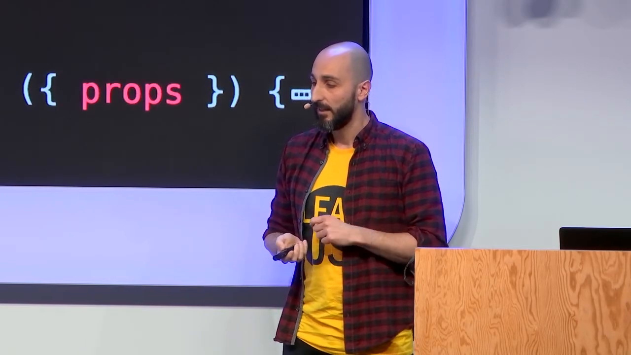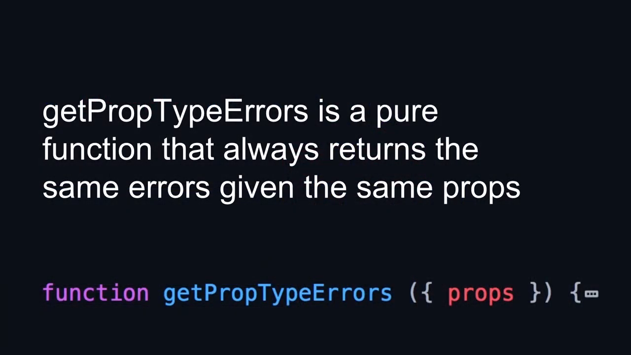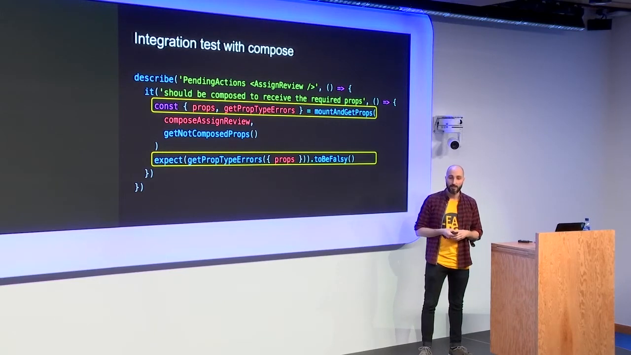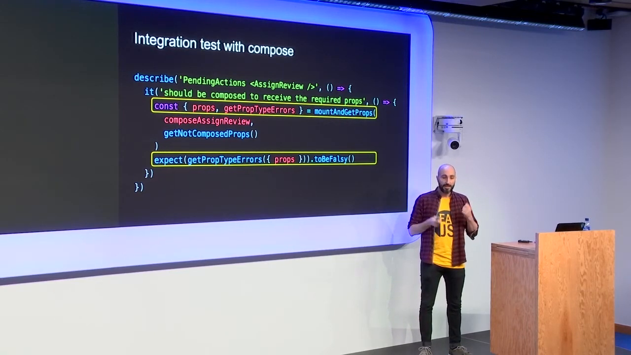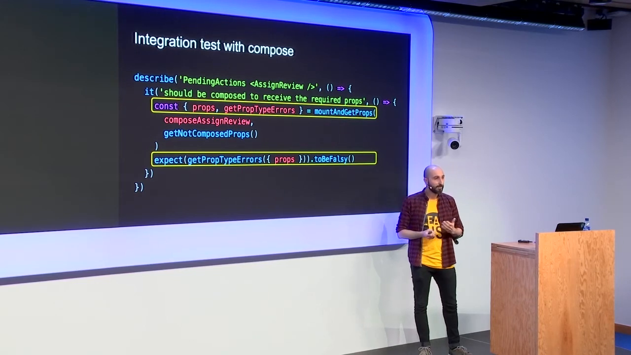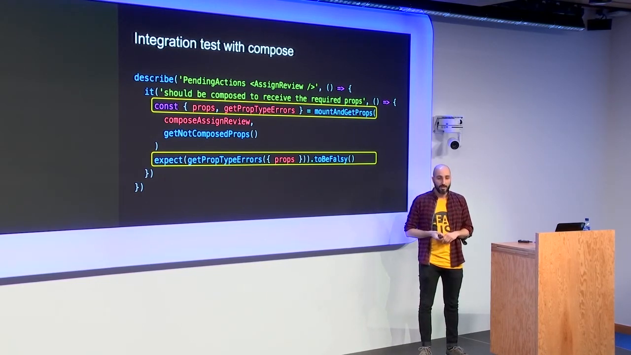So what I get is that my getPropTypes will return errors, and no matter what, always the same props will return the same errors. And that's very nice. That's very pure. So I can, in the end, write a test like this. I can mount my component and expect that the errors are falsy. I tried this, it's been like 4 or 5 weeks, actually. And I'm happy it works, it's easy. I'm just doing this, and I'm covering all those compositions.